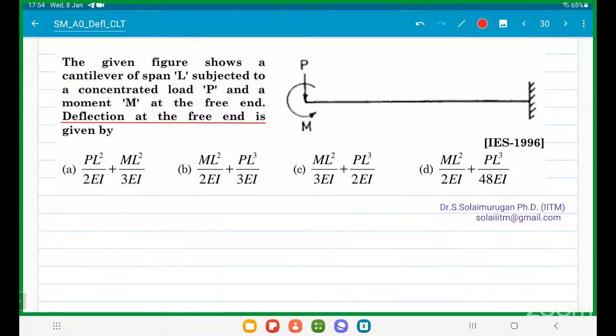Only up or down, right? It is not northeast, southwest. Downwards. Direction of deflection due to couple? That is also downward. So both are downward deflection, meaning just add them. What is the total deflection? Y is equal to y1 plus y2. What is y1? P L cube by 3 EI plus M L square by 2 EI. So, direct formula.